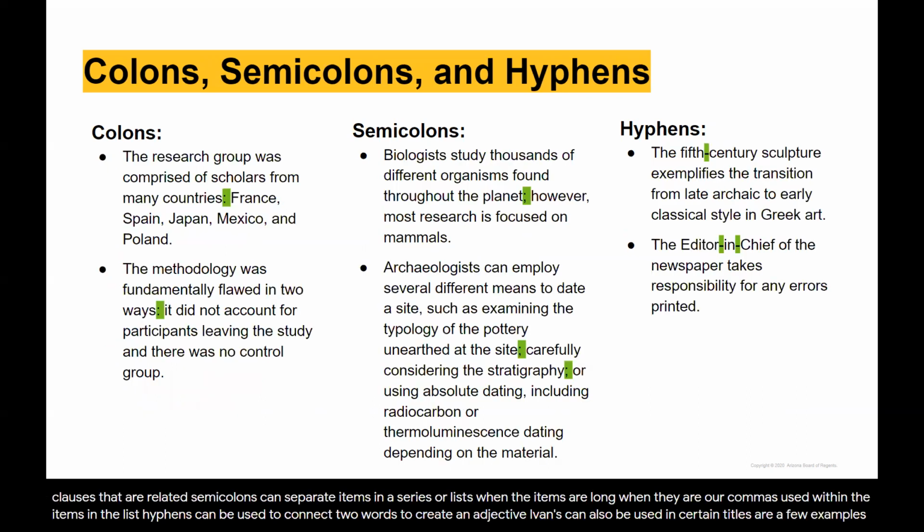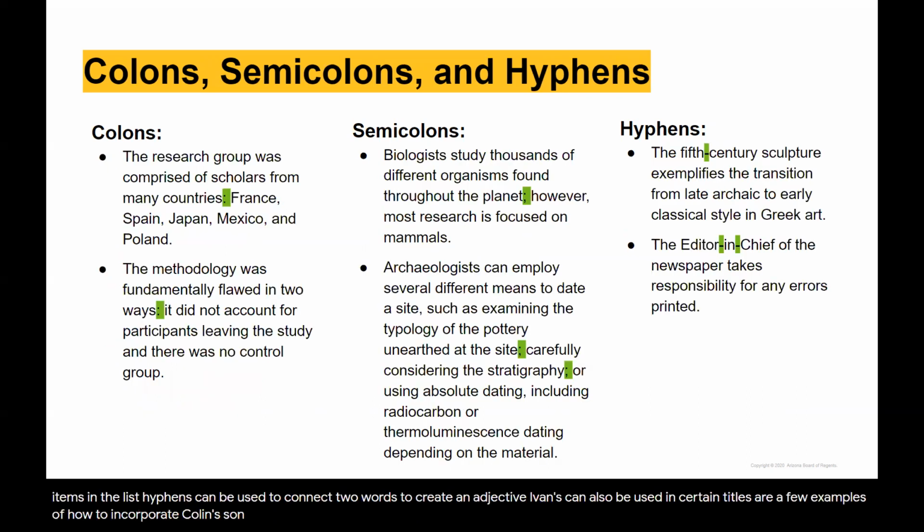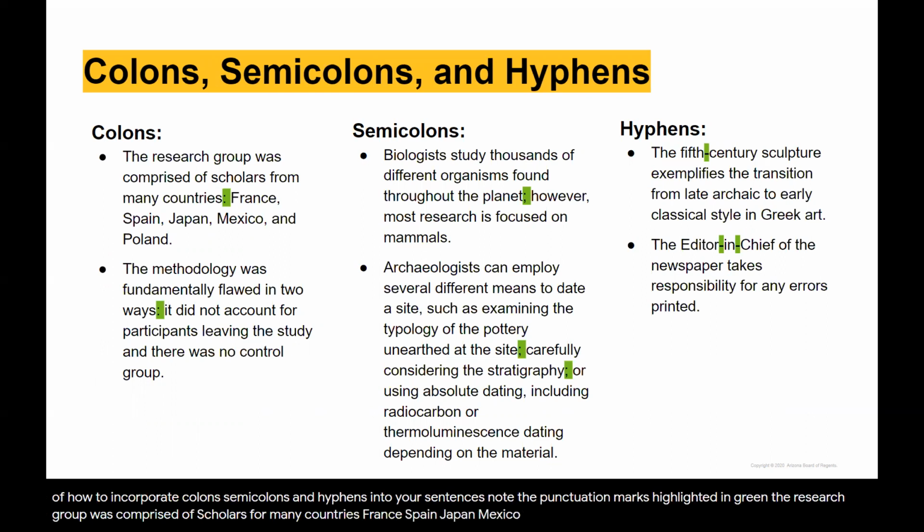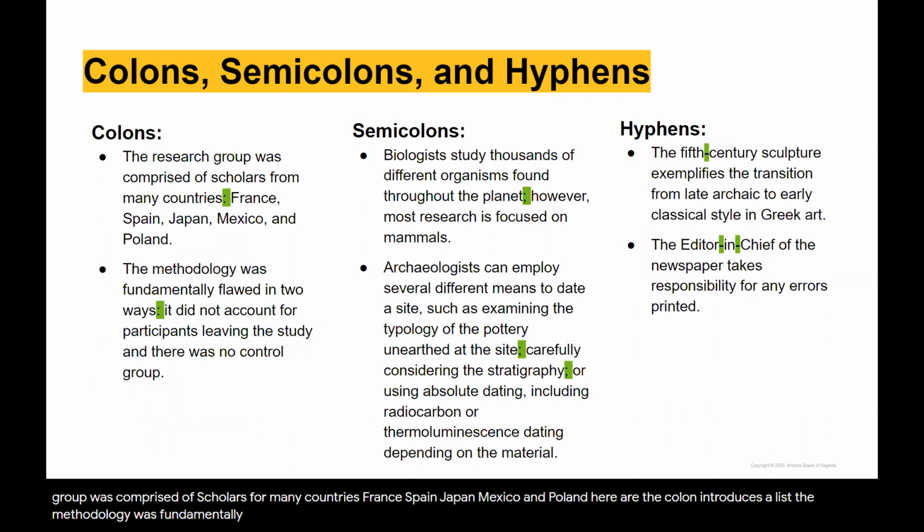Here are a few examples of how to incorporate colons, semicolons, and hyphens into your sentences. Note the punctuation marks highlighted in green. The research group was comprised of scholars from many countries: France, Spain, Japan, Mexico, and Poland. Here the colon introduces a list. The methodology was fundamentally flawed in two ways: It did not account for participants leaving the study, and there was no control group. Here the colon links two closely related sentences together.